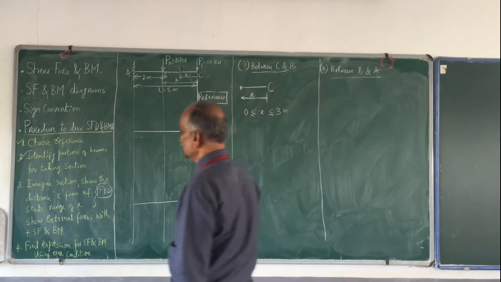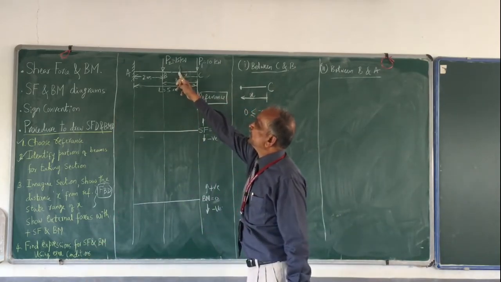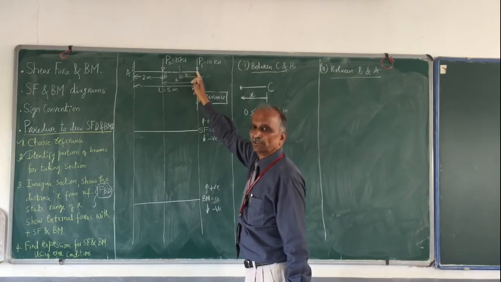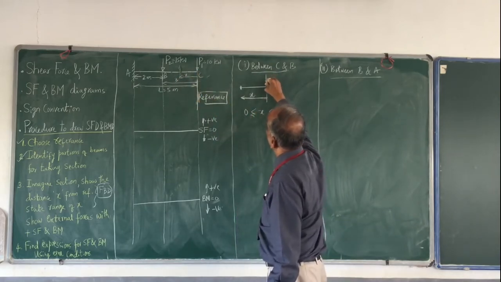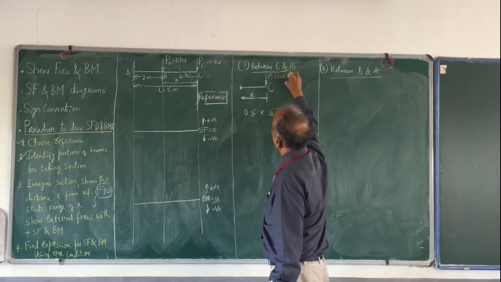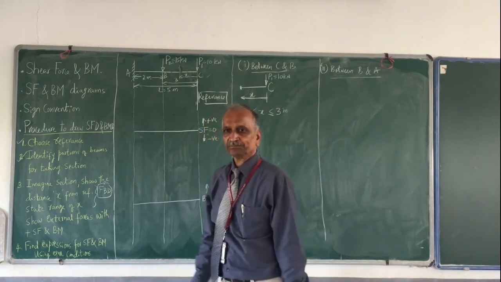Now show the external forces. Between this portion, you are taking a section here, this is your portion. So what are the forces? I have one force here, P1, which is equal to 10 kN. This is the only external force I have.